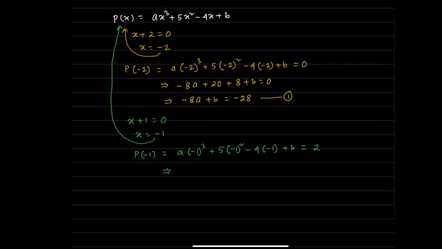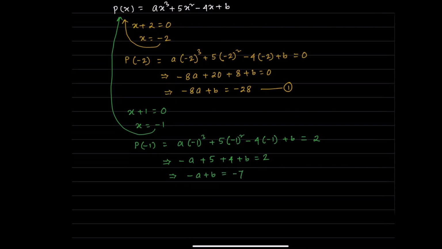Now we can write from here: minus a plus 5 plus 4 plus b equals 2. Or we can further simplify this: minus a plus b equals 2 minus 9, which is minus 7. Or we can write a equals b plus 7. So this is our equation number 2.